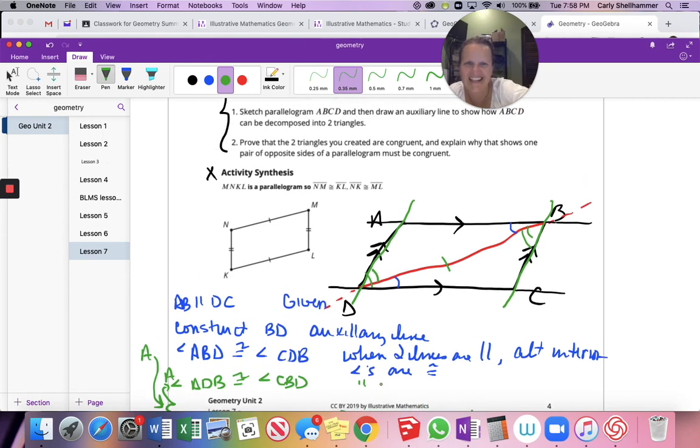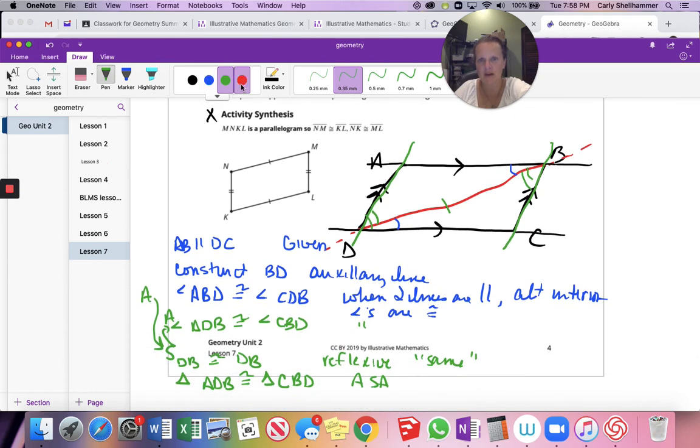Yes. Good. Explain why that shows one pair of opposite sides of a parallelogram must be congruent. So this last part, part 2, is super duper important because we just proved those triangles are congruent. Now it's asking us to use that to prove that the opposite sides of a parallelogram are congruent. So AB and DC are opposite sides. They're congruent. We know that. I can say AB is congruent to DC because CPCTC. Congruent parts of congruent triangles are congruent. Because we proved the triangles are congruent, we can say the opposite sides are equal.